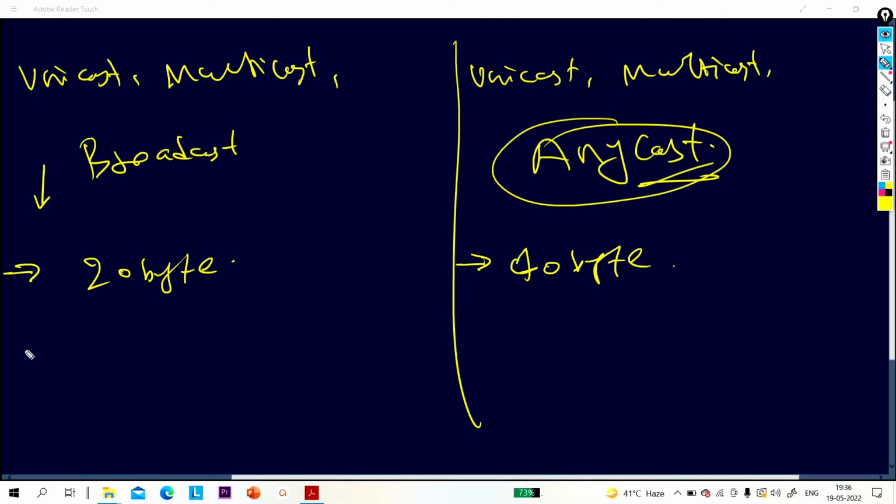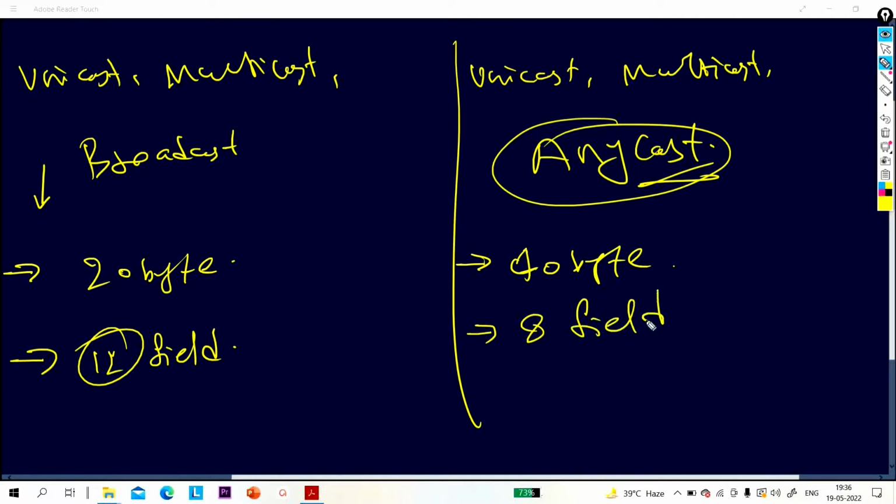Now in the IPv4 header, there are 12 fields. Am I right? There are 12 fields like source IP field, destination IP field, protocol field, TTL field, and many more, right? So there are 12 fields in the IPv4 header. But if I talk about the IPv6 header, there will be only 8 fields. We will discuss the IPv6 header later. So keep in mind that in the IPv6 header there will be 8 fields, and in IPv4 there will be 12 fields, right?